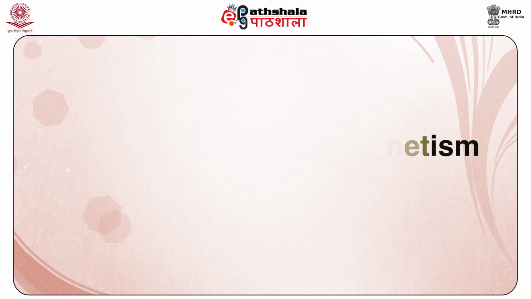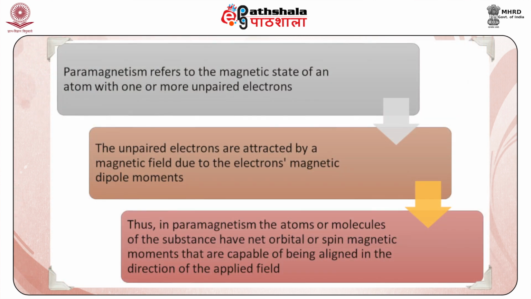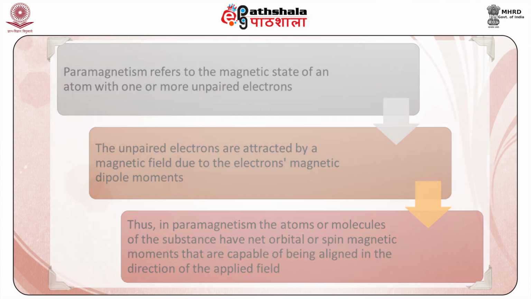Introduction to Paramagnetism. Paramagnetism refers to the magnetic state of an atom with one or more unpaired electrons. The unpaired electrons are attracted by a magnetic field due to the electron's magnetic dipole moments. Thus, in paramagnetism, the atoms or molecules of the substance have net orbital or spin magnetic moments that are capable of being aligned in the direction of the applied field.